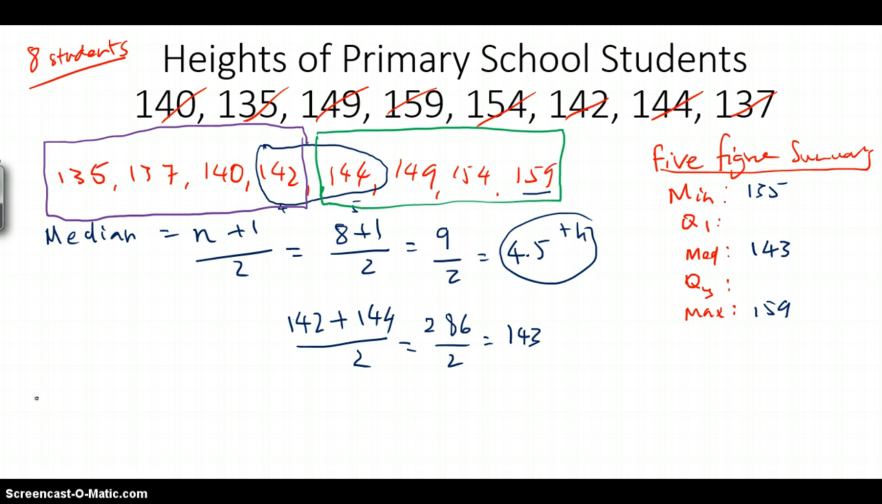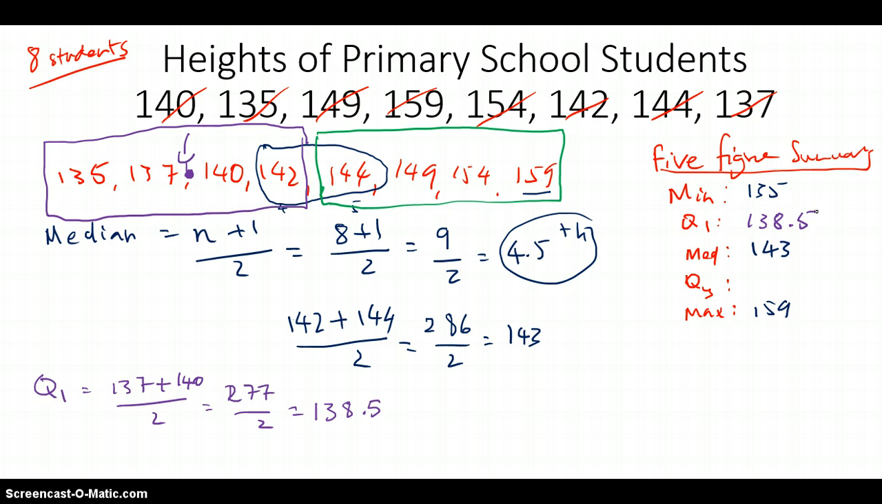So for Q1, we can't just determine it by looking at it because there's an even number of numbers here. So we want this number right here that lies right there. But we can't get that number just yet. So what we're going to do is say 137 plus 140 divided by 2. And what we get here is 277 divided by 2. And this number should be 138.5. So your Q1 in this case is 138.5.